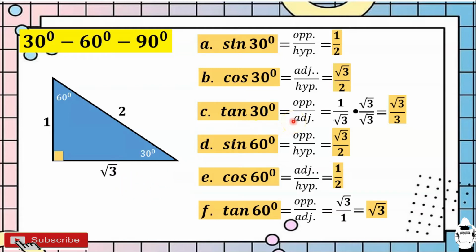Yung tatlong ratios na hindi nabanggit dito, gaya ng cosecant, secant, and cotangent. Kapag cosecant naman, just like for example, cosecant 30 degrees, ang kukunin ninyo, reciprocal po ng sine 30 degrees, that is hypotenuse over opposite. So, magiging 2 over 1 na siya or 2. So, cosecant 30 degrees is equal to 2. So, kapag cosine 30 naman, okay, and then reciprocal po nito, that is secant. Okay? Sa tangent 30 degrees naman, that is yung cotangent naman. Cotangent is the reciprocal of tangent 30 degrees.